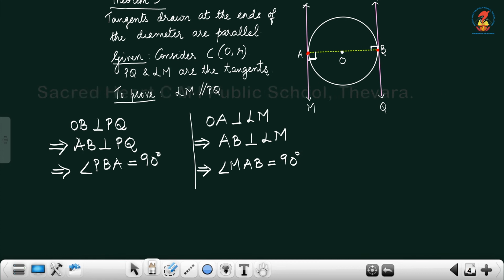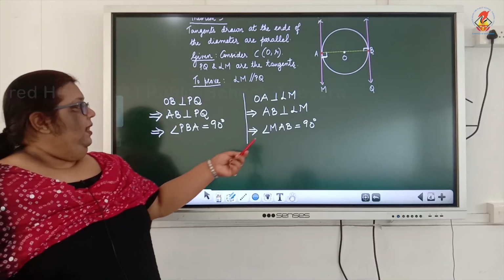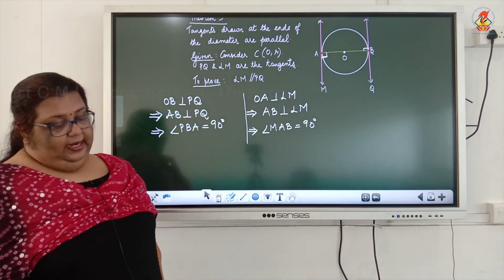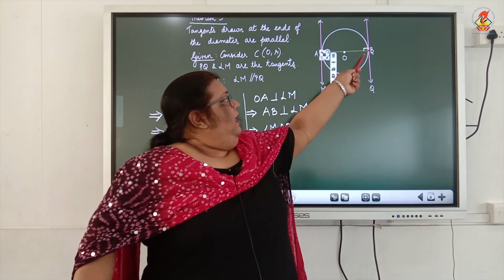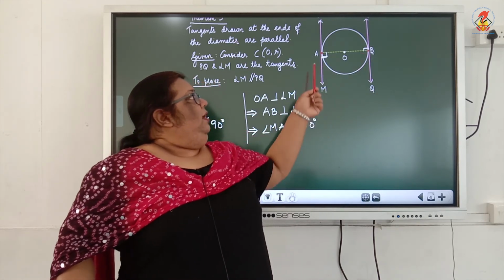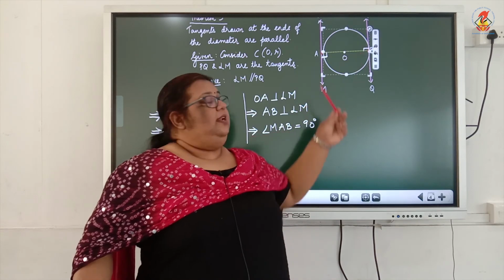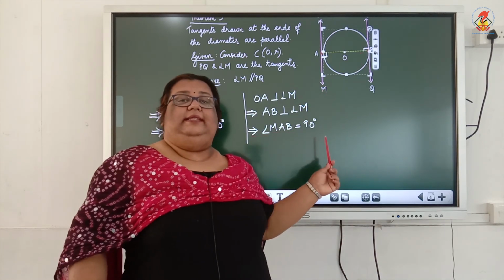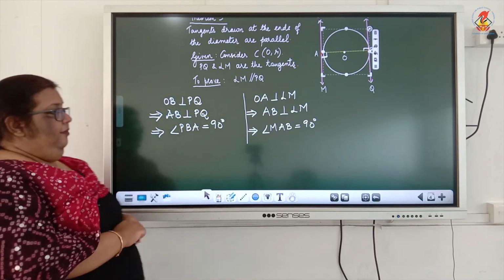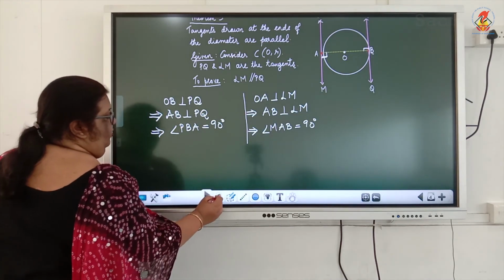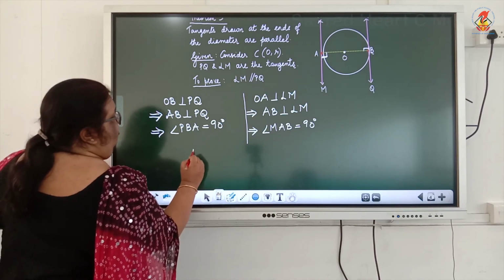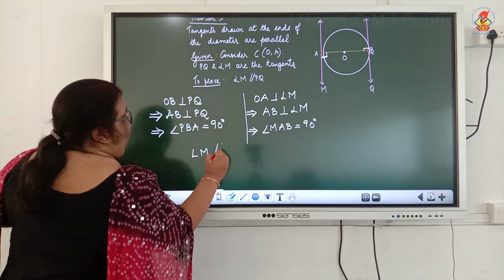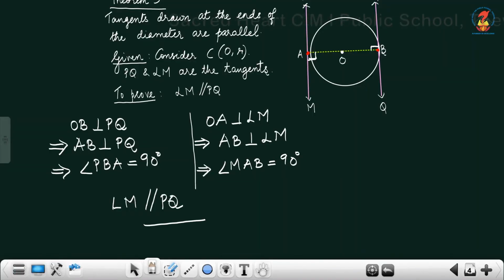So now you are having angle PBA 90 degrees, angle MAB 90 degrees. Check in this figure, angle A 90, angle B 90. If alternate interior angles are equal, the lines are parallel. Therefore, LM parallel PQ. Hence the proof.